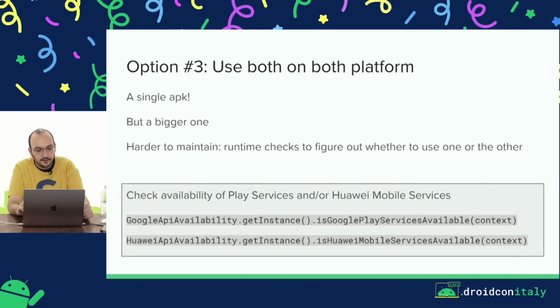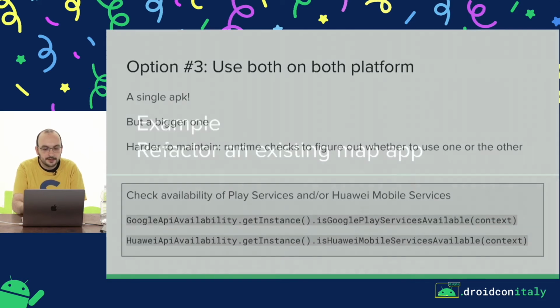And speaking about this, these are the two methods that are provided. The first one is provided by the Google Play Services core library, the second one by the HMS core library, that we can use at runtime to know if on that device we have Google Play Services or Huawei Mobile Services.